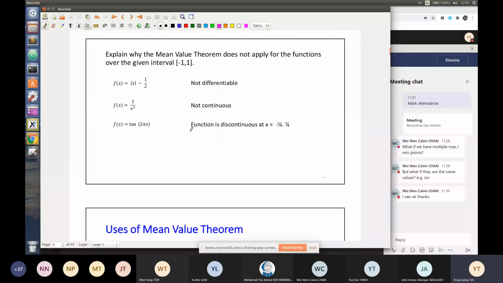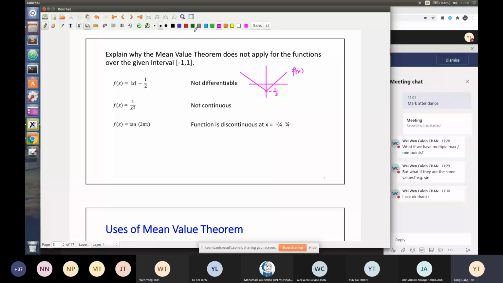So let's look at this example first before maybe we go for a break. Explain why the MVT does not apply for the function over the given interval [-1, 1]. You can see this function, modulus of x minus half. If you do a quick sketch, we know this is modulus of x, brought down by minus half. So this is my f of x. Clearly you can see that this is not differentiable, but more importantly, the non-differentiable point is inside [-1, 1].